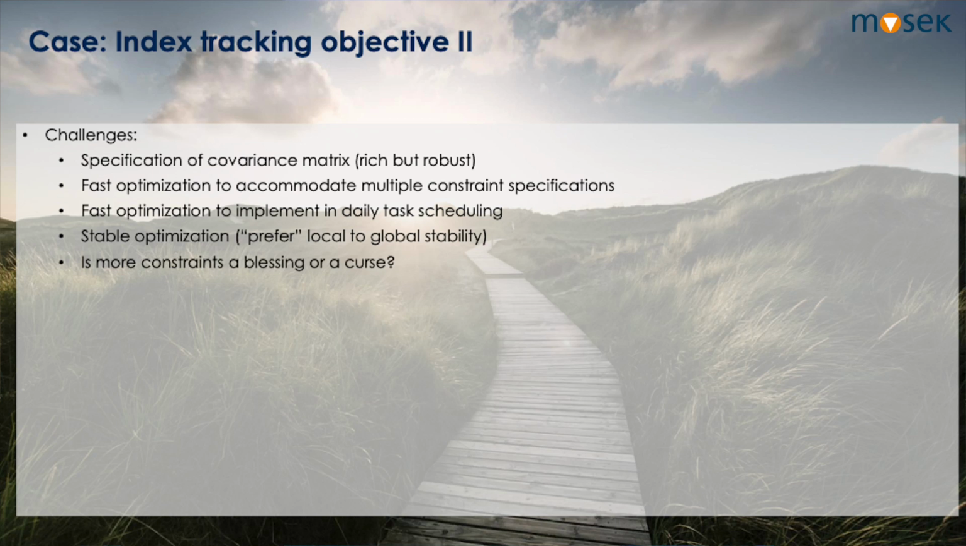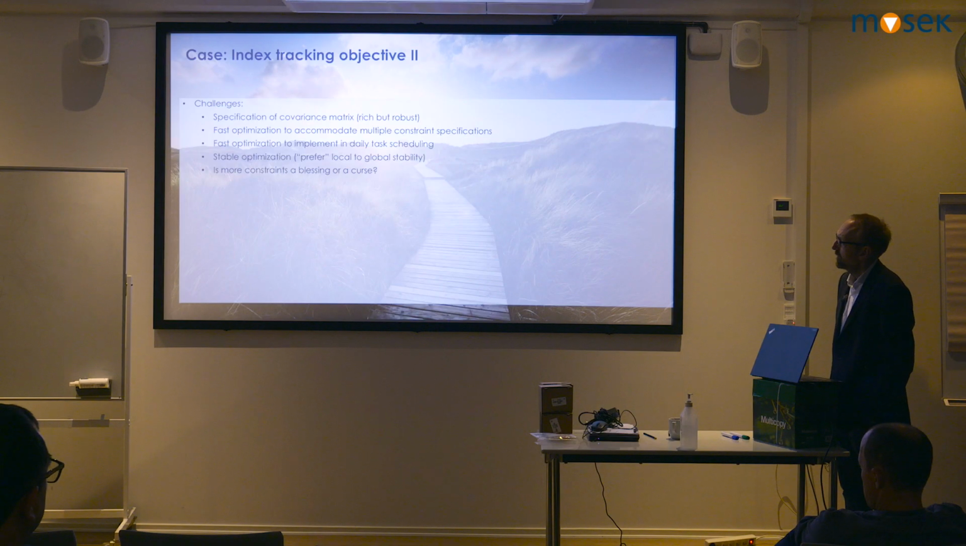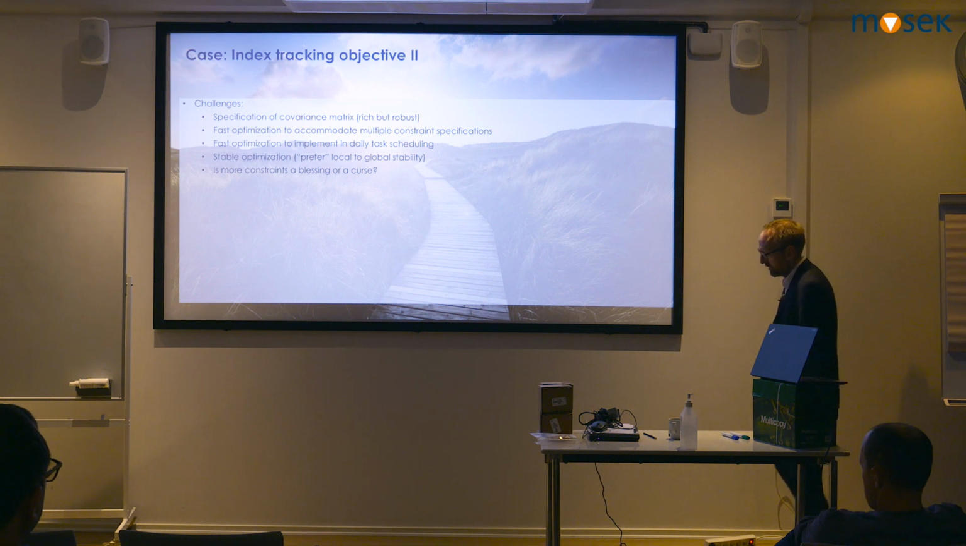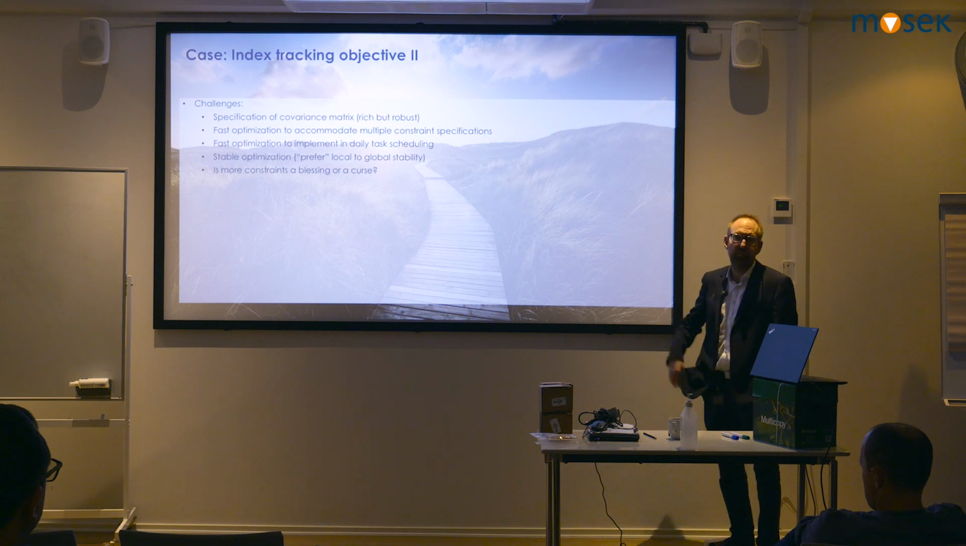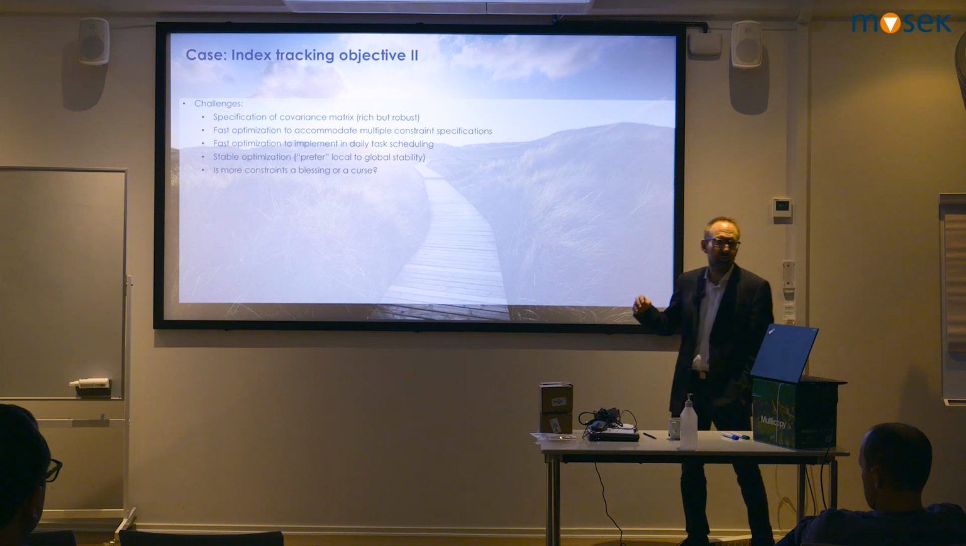So what are the challenges? I guess we've talked about it. One big challenge for us is, of course, specification of the covariance matrix, because that works as input, and that's basically given in the optimization. So we want it to be rich enough to be able to capture the risks of most stocks in our universe, but still robust enough to not change too much or too frequently.